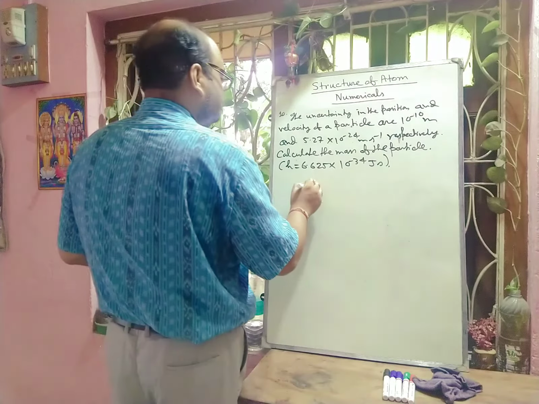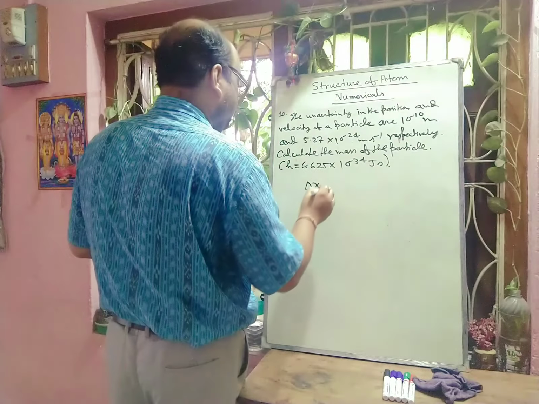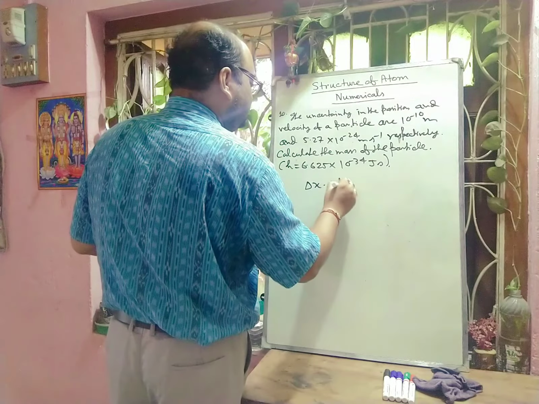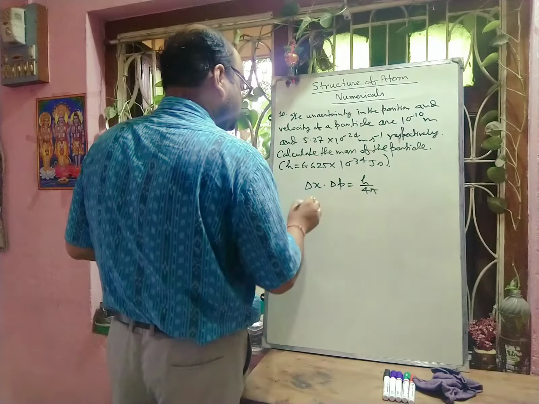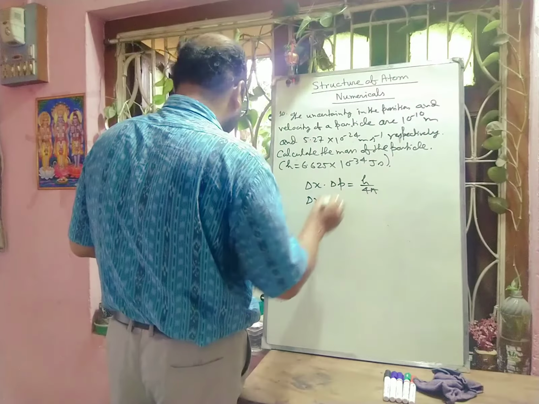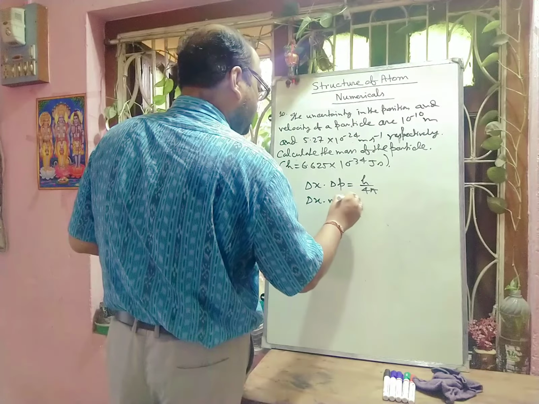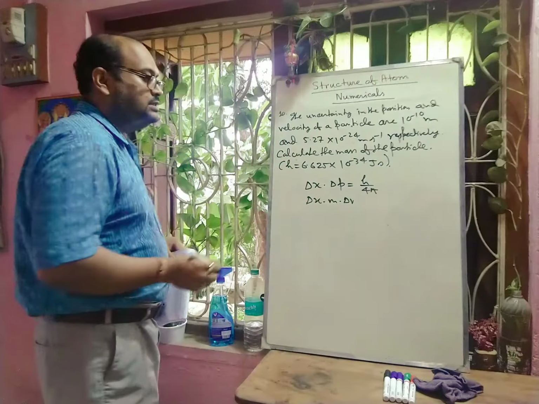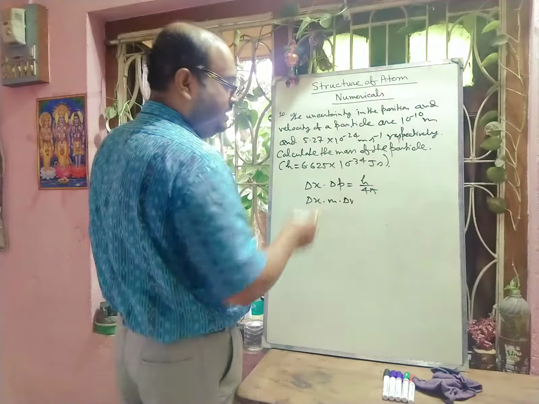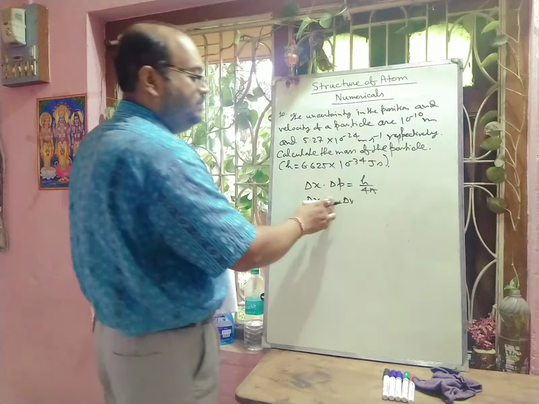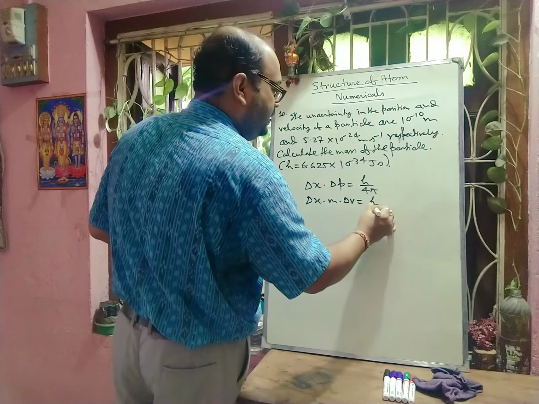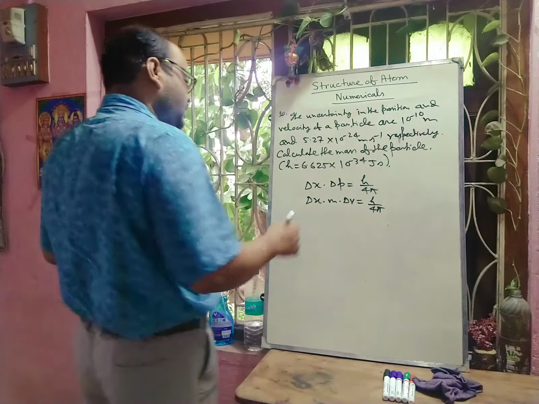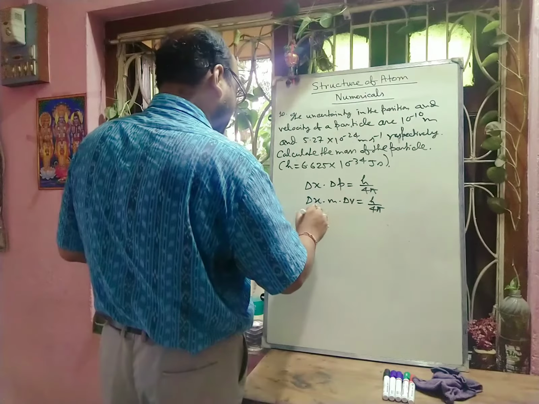So, putting the answer in differential formula, delta x into delta p is equal to h by 4 pi. So from here you can write delta x into m into delta v. So this is the answer in the momentum. That means momentum is equal to m into mass into velocity. m into delta v is equal to h by 4 pi. Now from here you have to calculate the m.